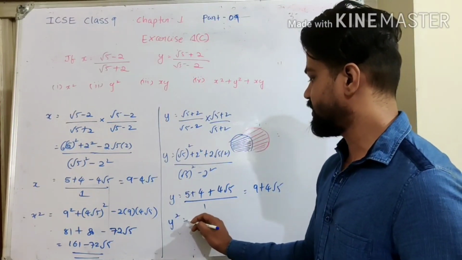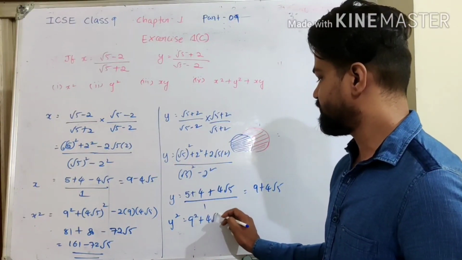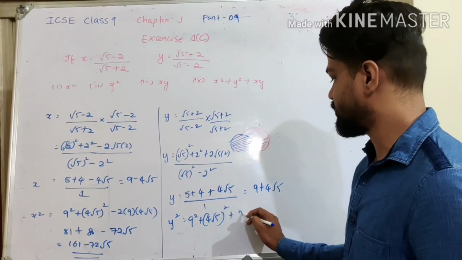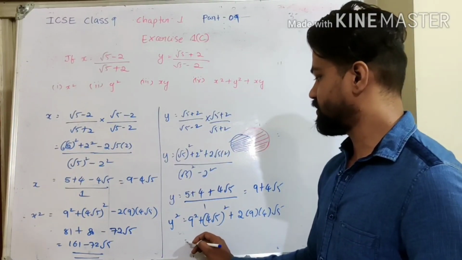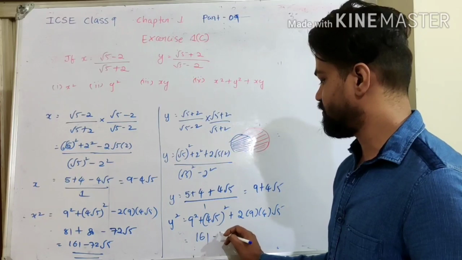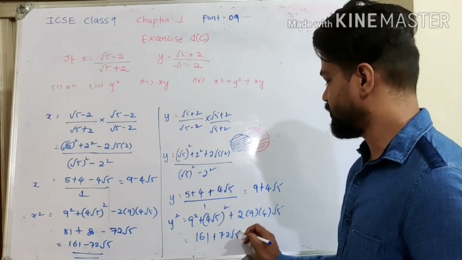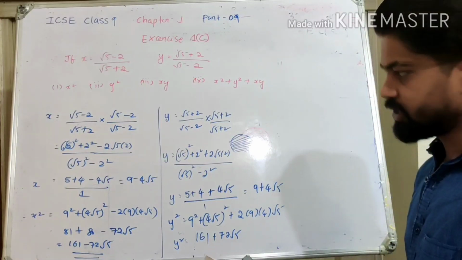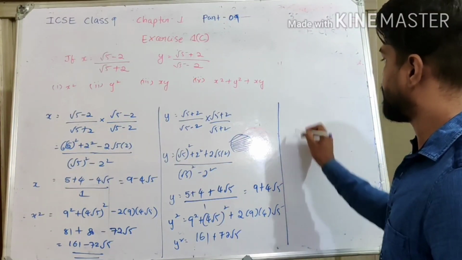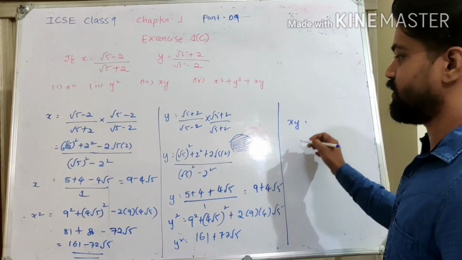So y square is 9 square plus (4 root 5) whole square plus 2 into 9 into 4 into root 5. So this will end up with 161 plus 72 root 5. Okay. So now what is the question? x into y. x into y is what?